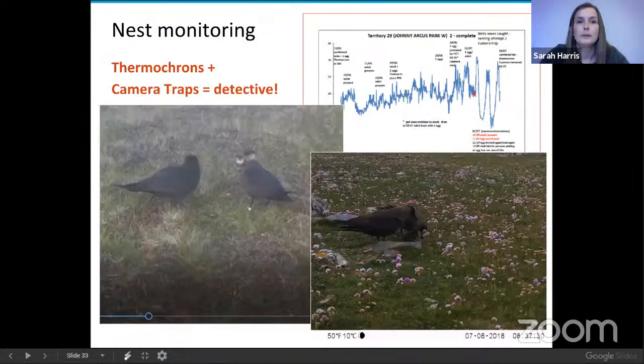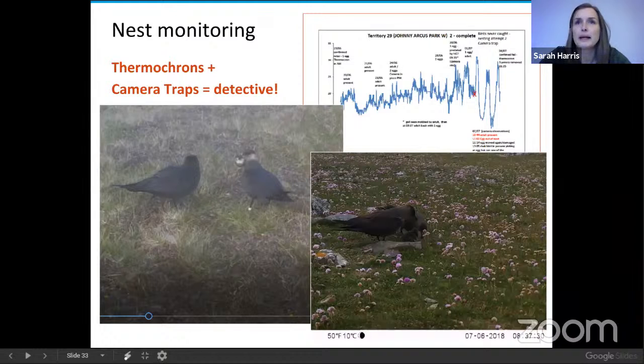And if we marry these up with camera trap footage, then we can start to do a bit of detective work. So on the left here, we're seeing a nest that was apparently abandoned, and the eggs were just sat there for a day or two. And then eventually some birds from a different pair, because they've got the little colour rings, and the parents for this nest didn't have these rings on. So we know they're different birds, have come in and just mopped up the abandoned eggs and eaten them.